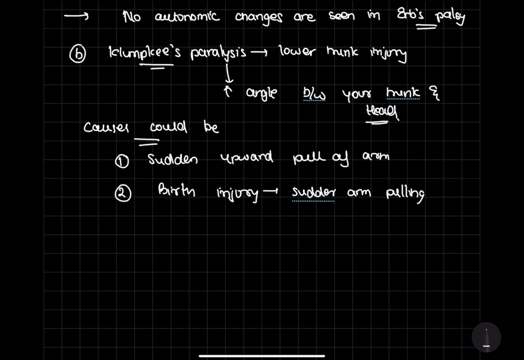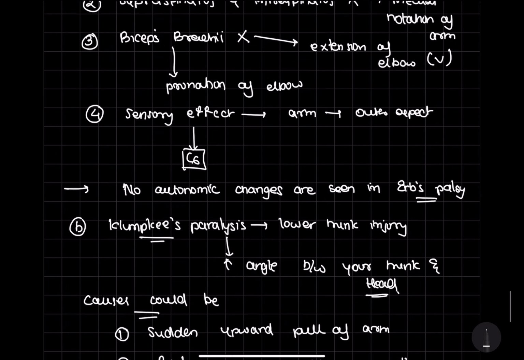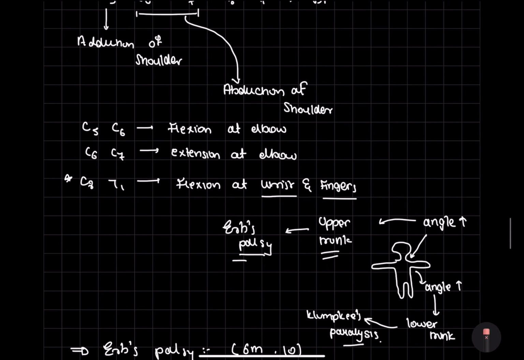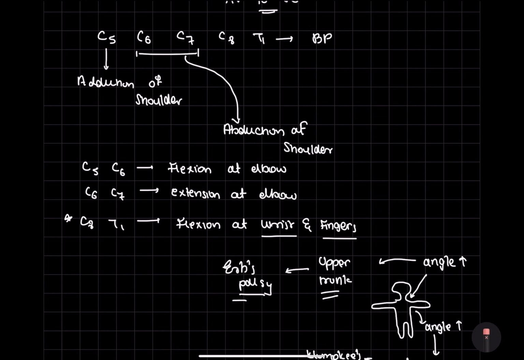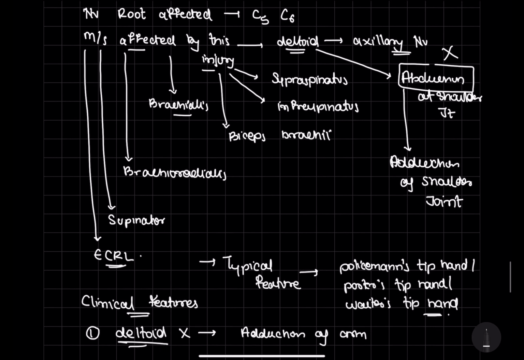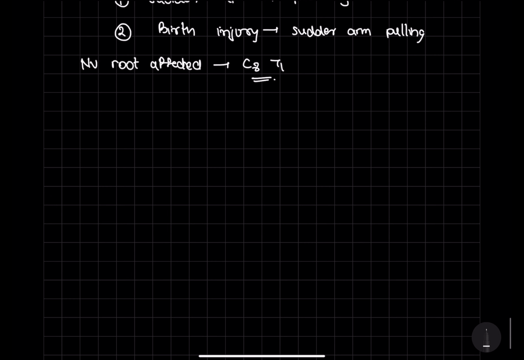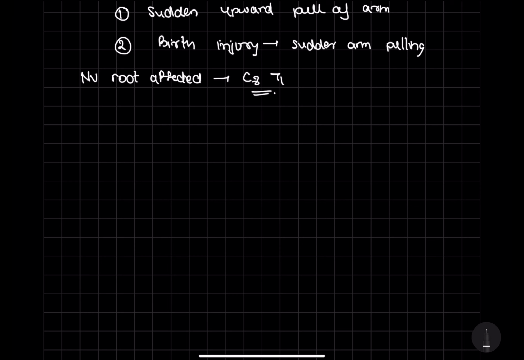Now the second thing is, what are the nerve roots affected? We just studied that it is C8 and T1. What does C8 and T1 innervate? What are the movements done because of the C8 and T1 nerves? These are flexion at your wrist and flexion at your fingers. So to do flexion at the wrist or the fingers, what kind of muscles do they have to innervate? In this scenario only one kind of muscle is affected.